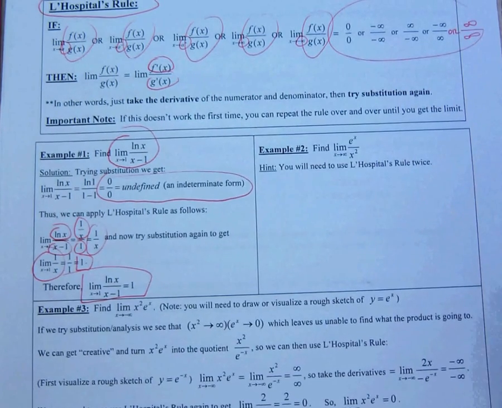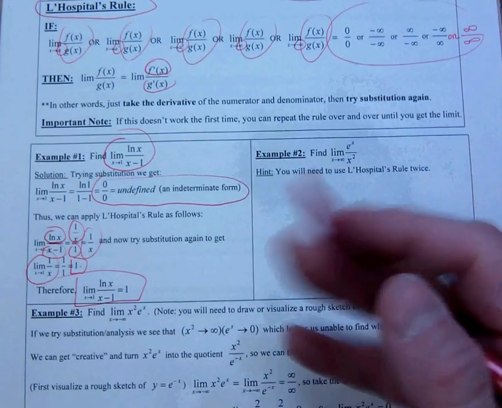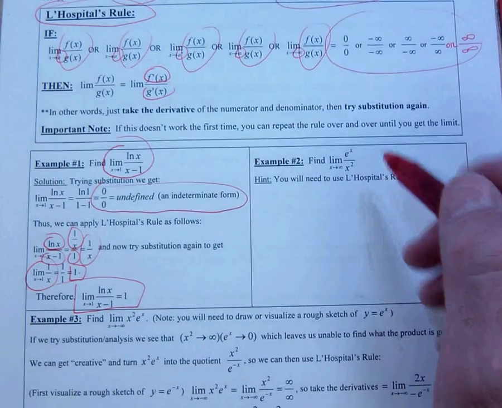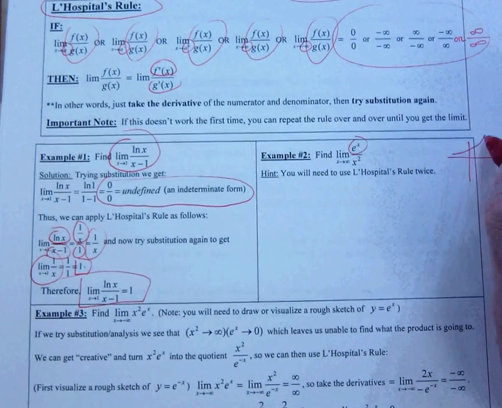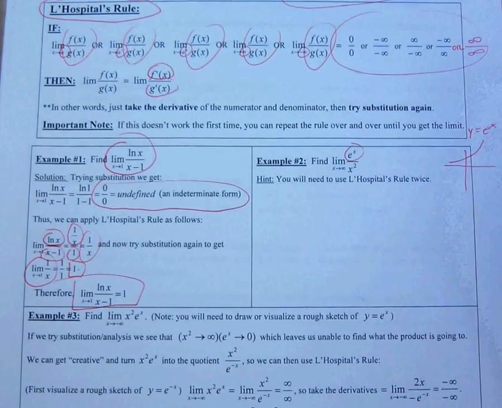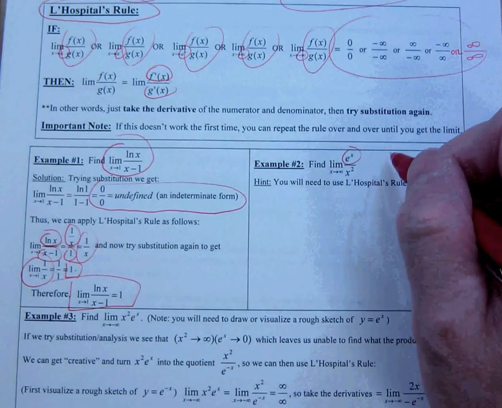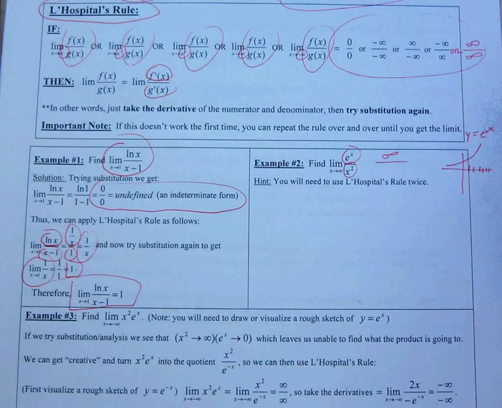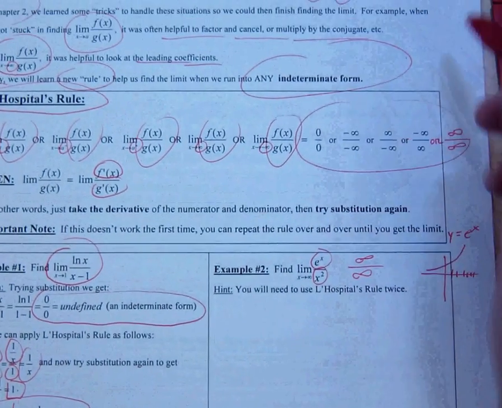Let's look at example 2. Again, if I try and find this limit, what does e to the x go to as x goes to infinity? Well, there's a graph of e to the x. As x goes to infinity, what is the numerator going to? Infinity. What about x squared? As x goes to infinity, what's x squared going to? Infinity. So we're stuck, aren't we? We have an indeterminate form where we can use L'Hopital's rule, right?